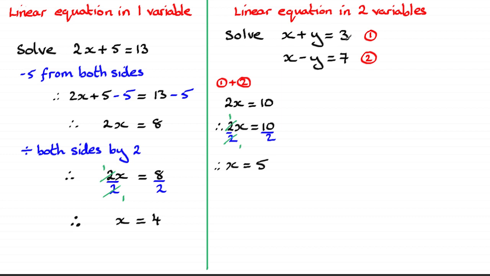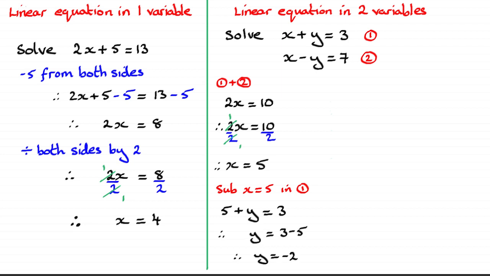I would go for the first one though, purely because it's got positive signs in there. Normally easier to work with. So I'm going to sub x equals 5 into equation 1. If you do that, you'll see you get 5 plus y equals 3. And if we were to subtract 5 from both sides, that gives us y equals minus 2.